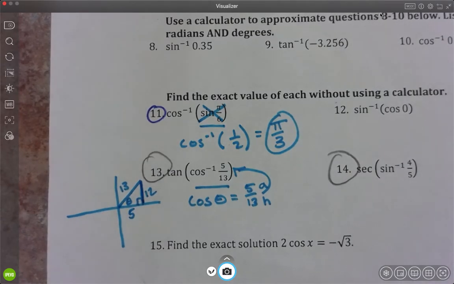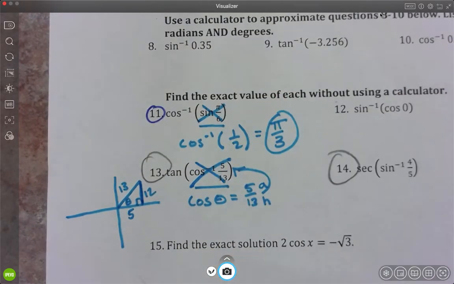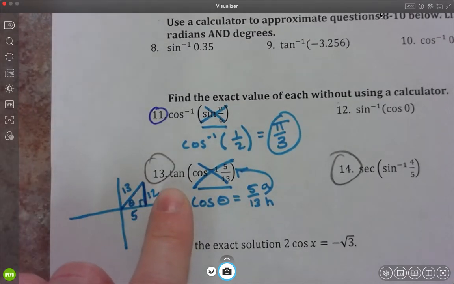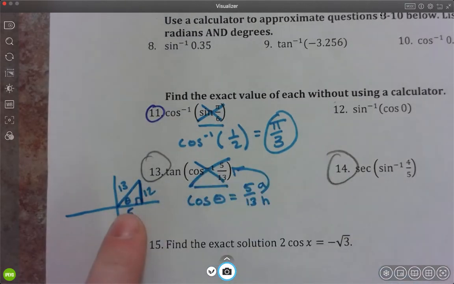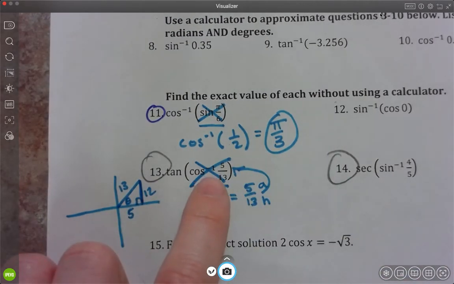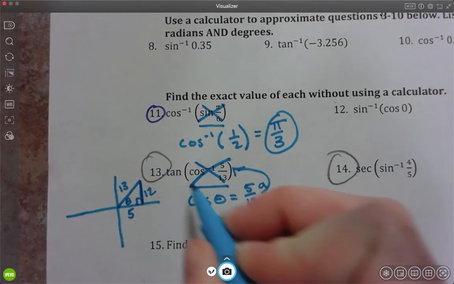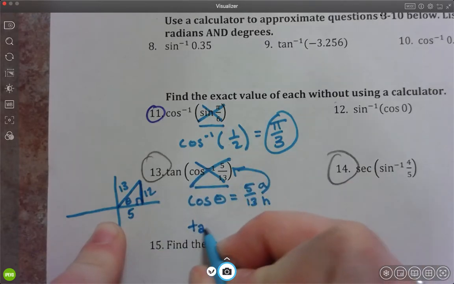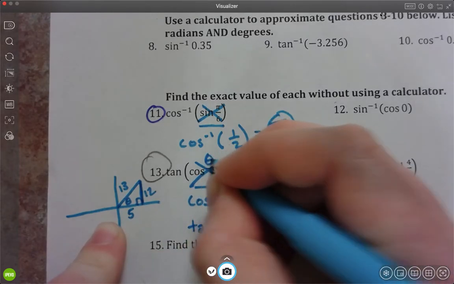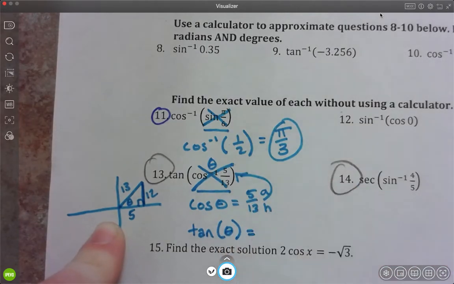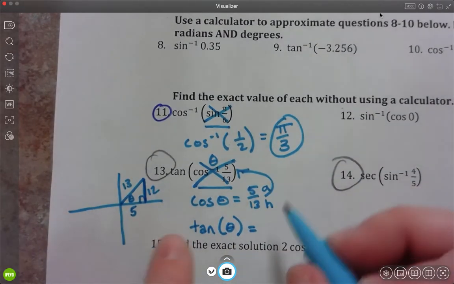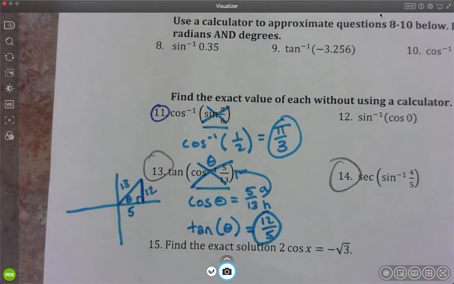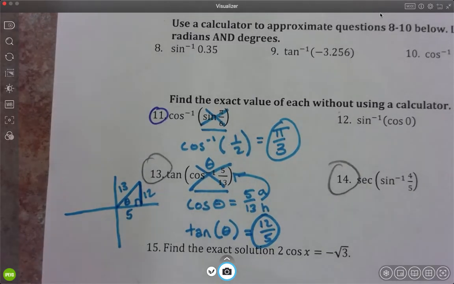Now, this part is done. We've done that part already. And now we just want to figure out what tangent of that angle is. Looking at this, I know what angle theta looks like now because of that inverse cosine. I just want to find tangent of that angle, okay? So tangent is opposite over adjacent. I'm going to replace this with angle theta because this really tells us what angle theta looks like, okay? Tangent is opposite over adjacent, which is 12 over 5. 12 over 5 is going to be my tangent, okay? All right, so hopefully that made a little bit of sense.